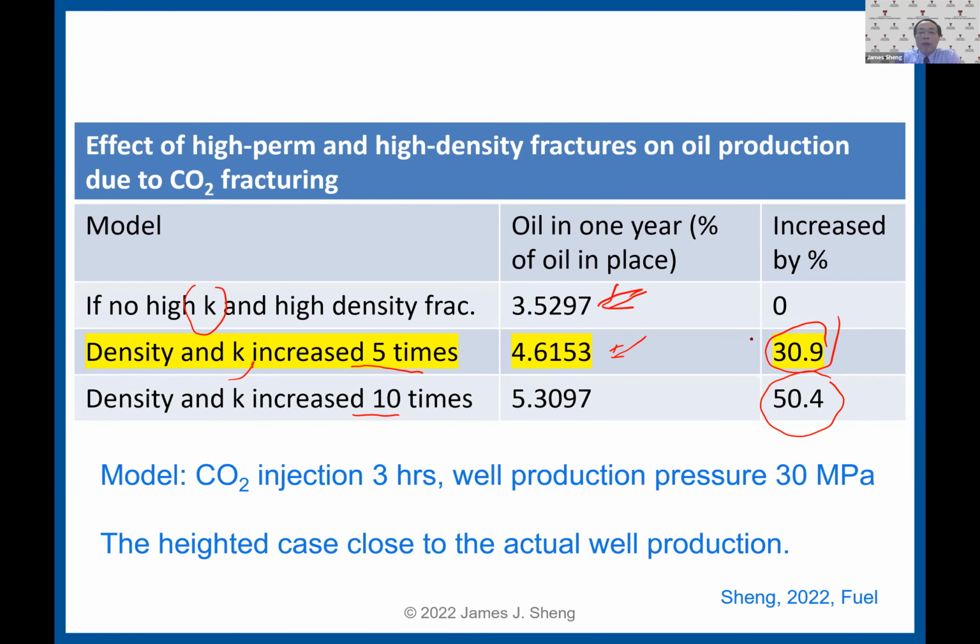So in other words, what is the main mechanism for CO2 fracturing? CO2 fracturing is probably going to create a high permeability, high fracture density rock. In this model, the CO2 injection is 3 hours, and the production pressure is 30 MPa.